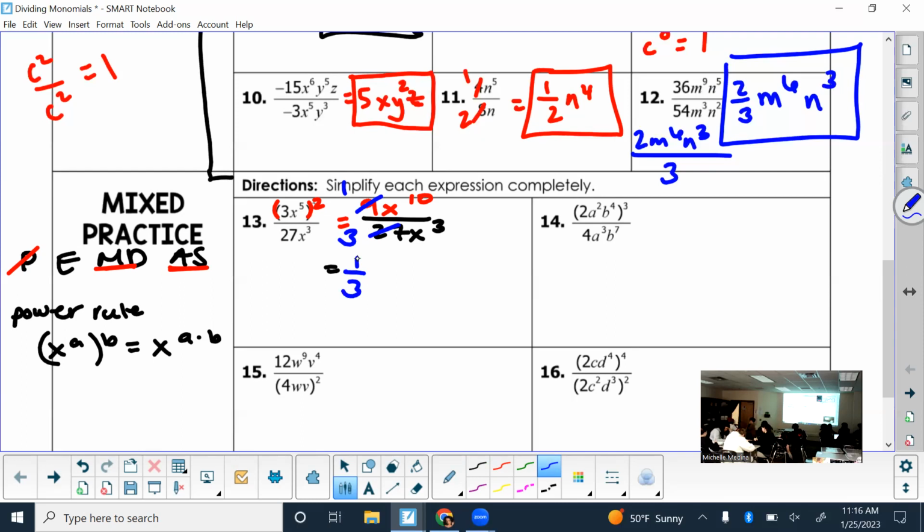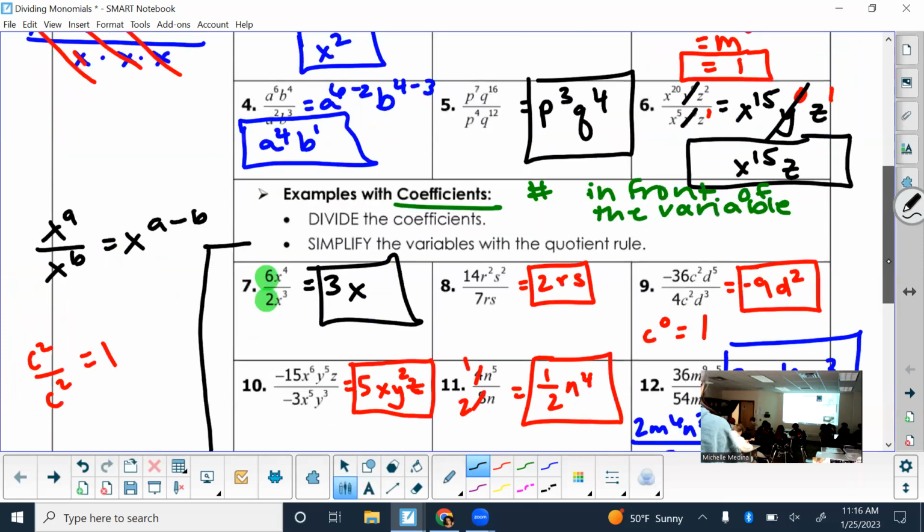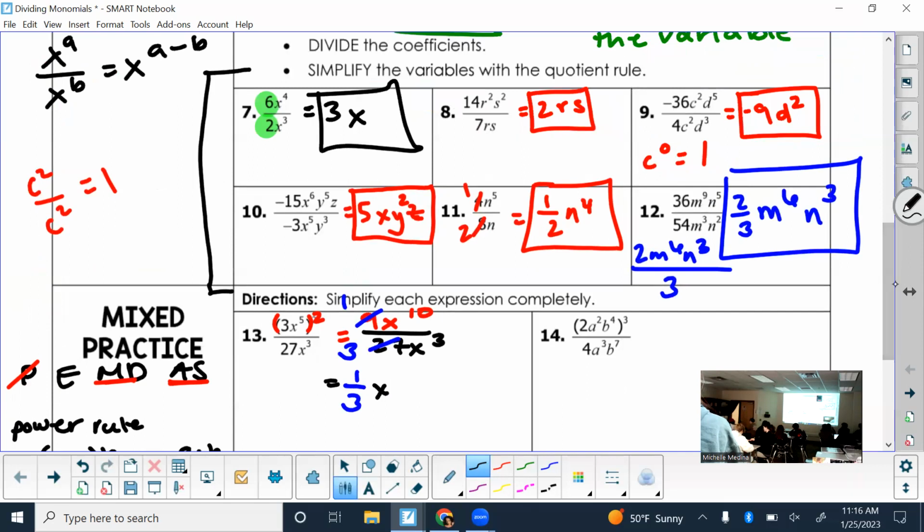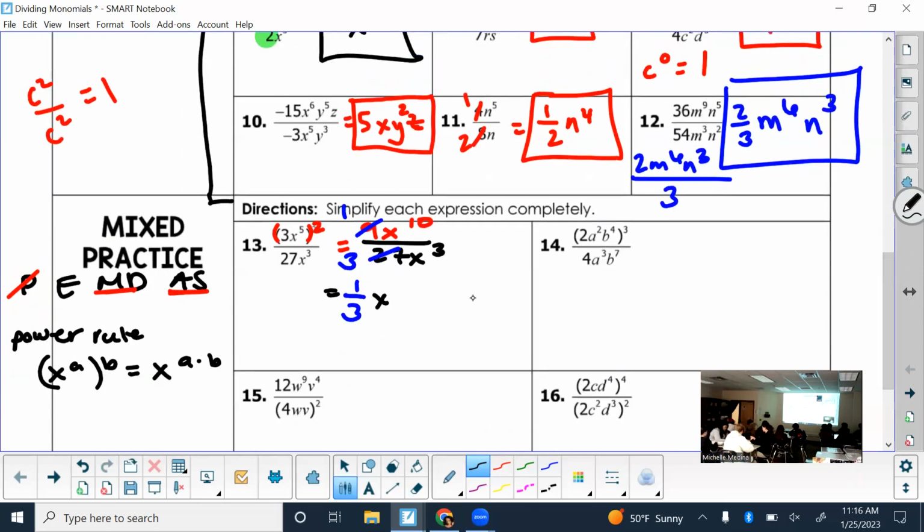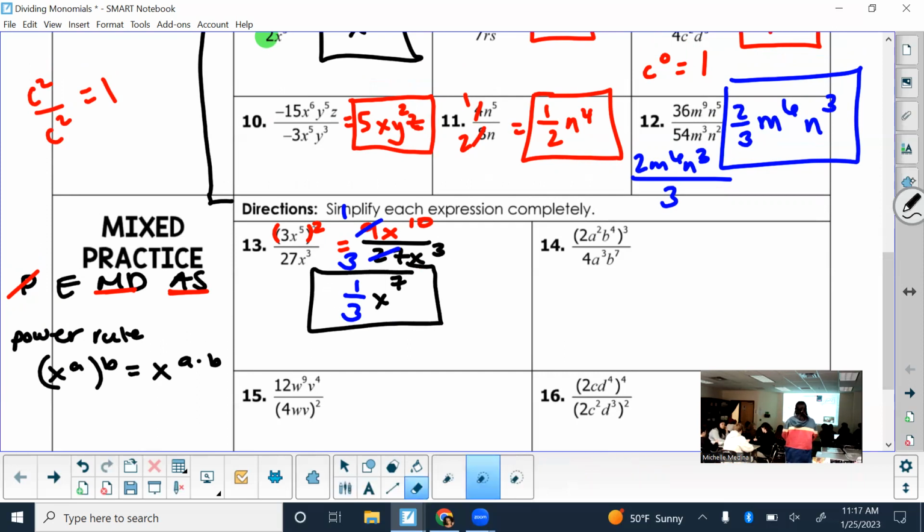What do I do with the variables though? If it's dividing the bases, what do I do with the exponents? According to the quotient rule that we just learned at the top of your paper, we subtract them. So the x to the 10 over x to the 3 is now going to be what? No, 7, because it's 10 minus 3. Questions there? And that's not a negative, that's an equal sign. We'll put that on the outside. All right, so because 13 is so similar to 14, I want you to try that one now.